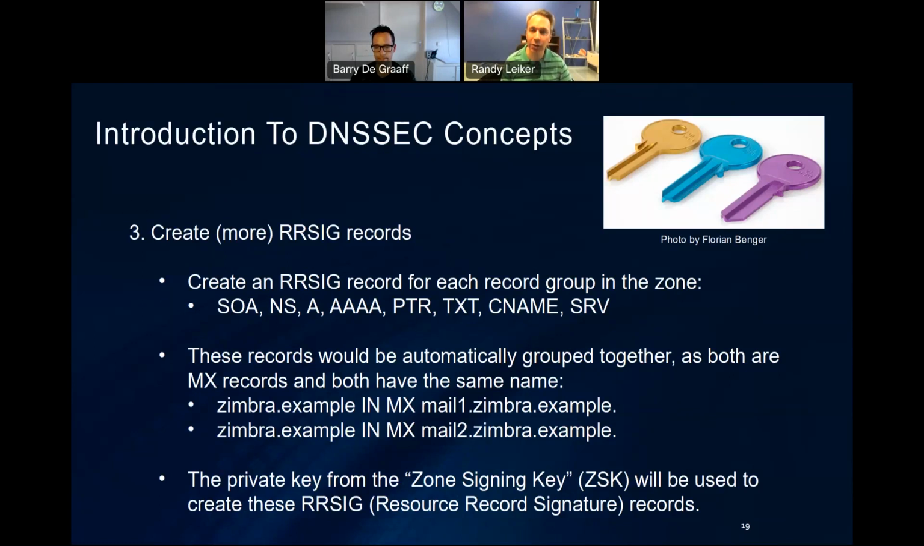But if you just had a single MX record, then that one MX record would essentially be in a group all by itself. The same grouping process happens for all of the other record types too, like your SOA, NS, A, Quad A, pointer, text, CNAME, and SRV records. Once these groups are created, then your zone signing key will sign each of these individual groups. The end result will be a unique signature for each group that is stored in the Zimbra.example zone as new RRSIG records, or again, resource record signatures.